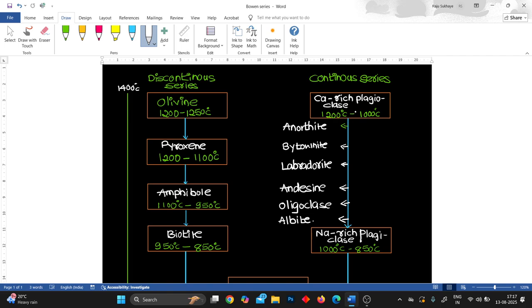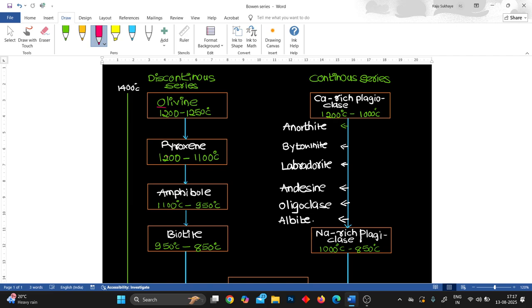So in some Bowen's reaction series, they just write calcium rich plagioclase and sodium rich plagioclase. But between calcium rich plagioclase and sodium rich plagioclase, all these minerals in sequence are going to form. So you have to write these minerals in sequence. If you want to write these minerals in sequence, you have to make use of some tricks. So I use mnemonics here.